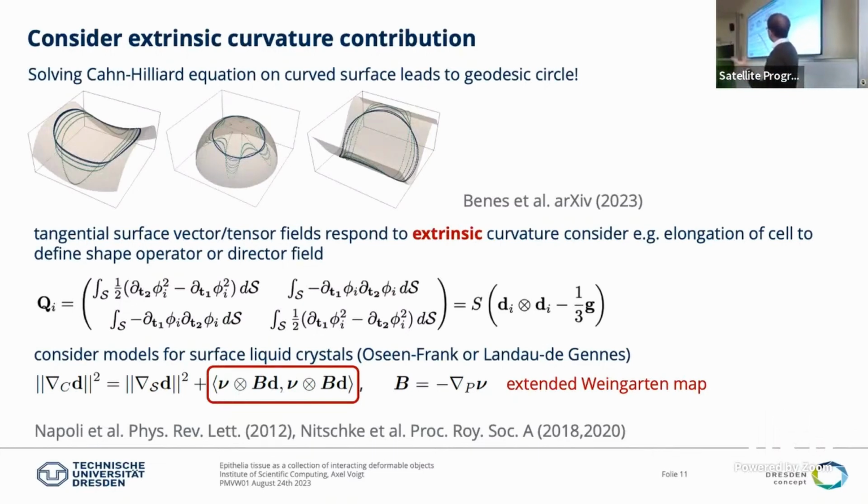However, if you have tangential surface vectors or tensor fields, then they typically respond to extrinsic curvature, in the way that they align with minimal curvature directions. The idea is now to use the elongation of the cell defined through this shape operator. I was calling this S before, but what it actually is, is a Q tensor. Let's call it Q.